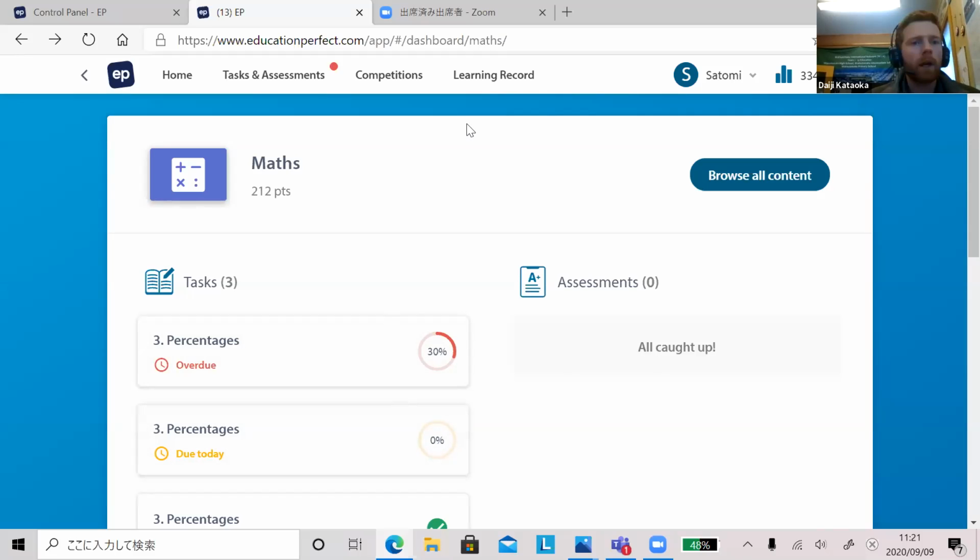I think I sent you... Did you receive what Daiji sent you? Yes. Which was what we did together. Okay, good. Maybe Leika received that as well. I see. Okay. So I'm just going to bring it up again. So we did percentage increase and decrease.